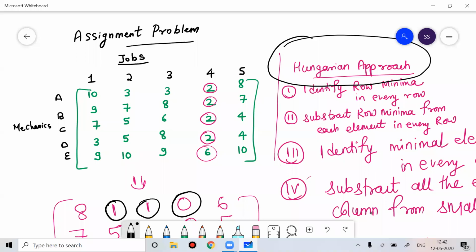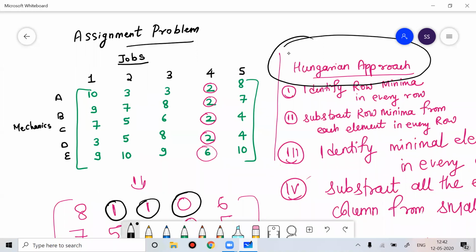The next thing, we have to make sure that the objective function should be minimization. Once that part is done, the first step will be to identify the smallest element in every row, and you have to subtract the smallest element from all the elements of the row.